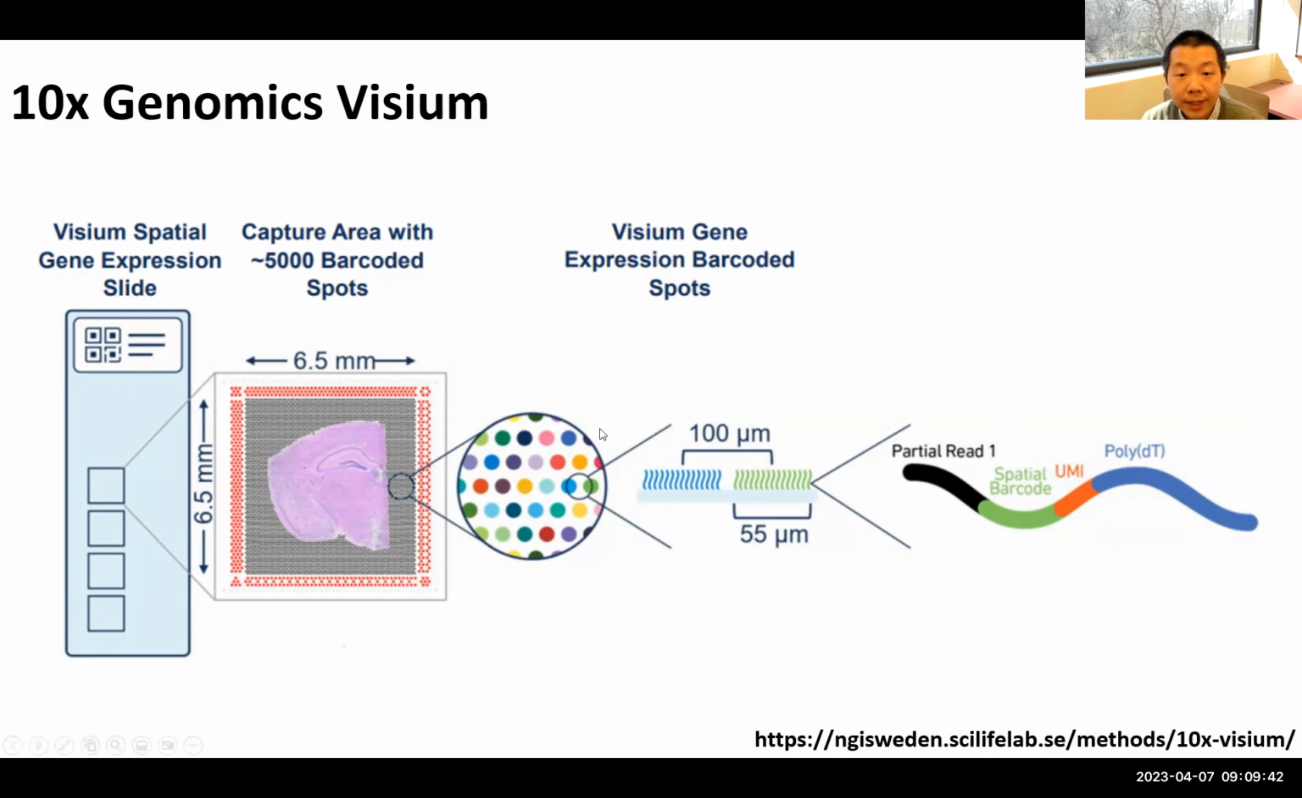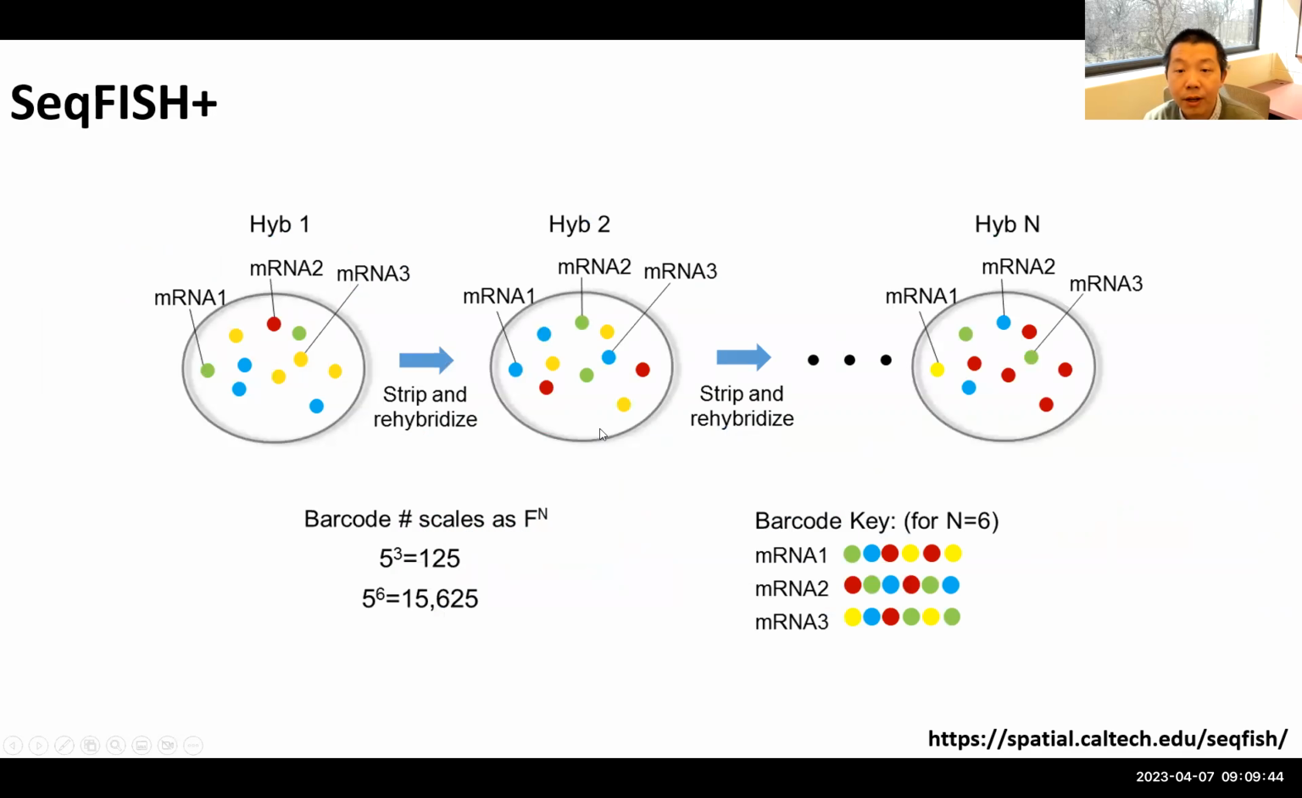Another technology is the sequential hybridization-based or single molecular FISH-based. One representative example is seqFISH Plus. It measures gene expression in a sequential in situ hybridization process, and that way it allows you to measure typically hundreds of genes, or sometimes even tens of thousands of genes. One unique benefit of seqFISH Plus, or those single molecular FISH in situ based technologies, is that it gives you a very high spatial resolution.